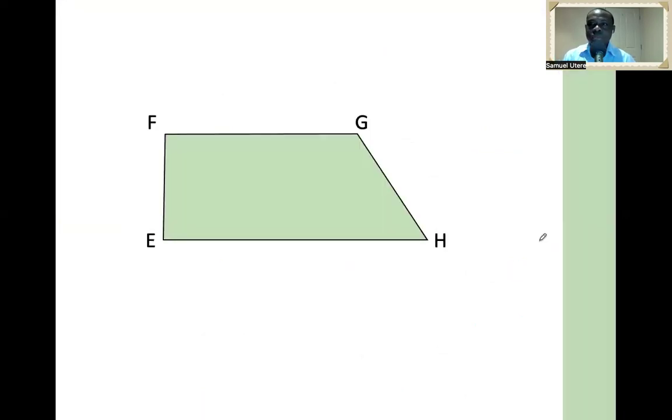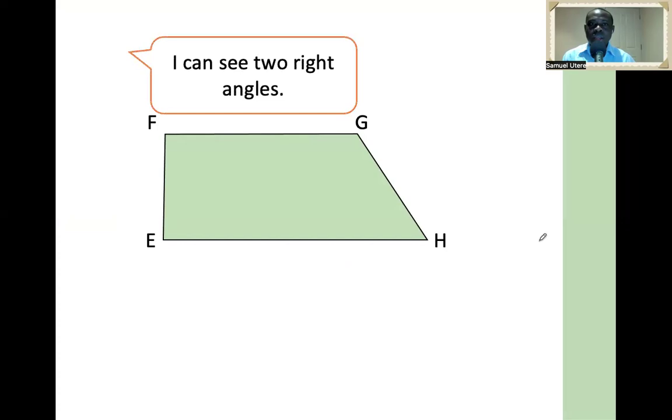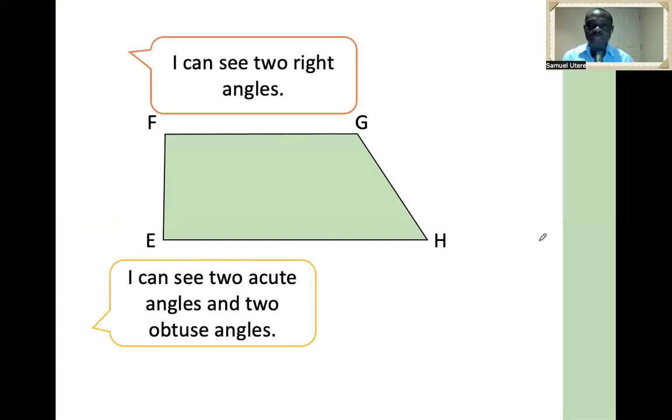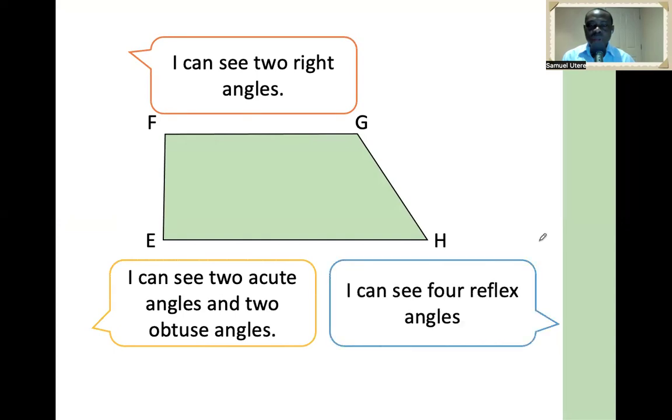All right. Let's do some further learning for the second part of our lesson. Somebody says, I can see 2 right angles, 2 acute angles and 2 obtuse angles, and I can see 4 reflex angles. Another person says, well, I can see some reflex angles. So what would you say? What's your thought?